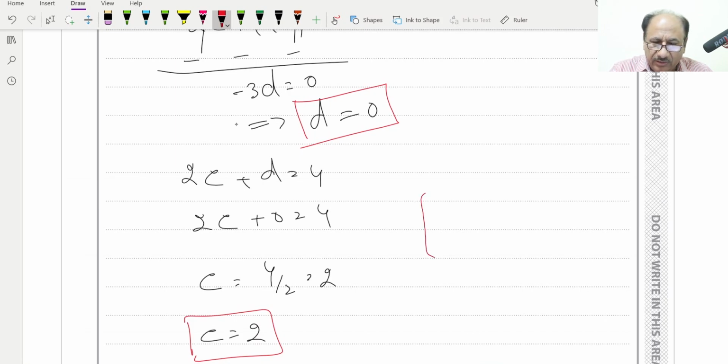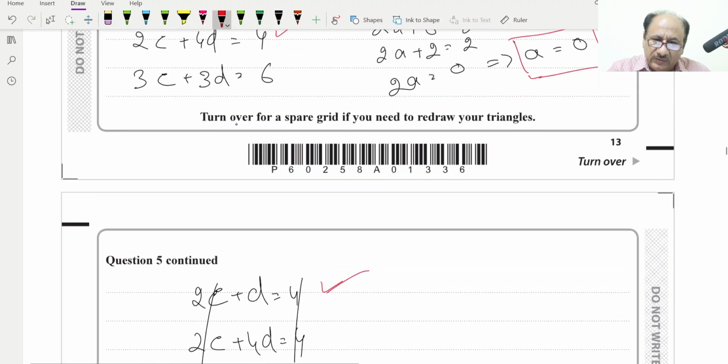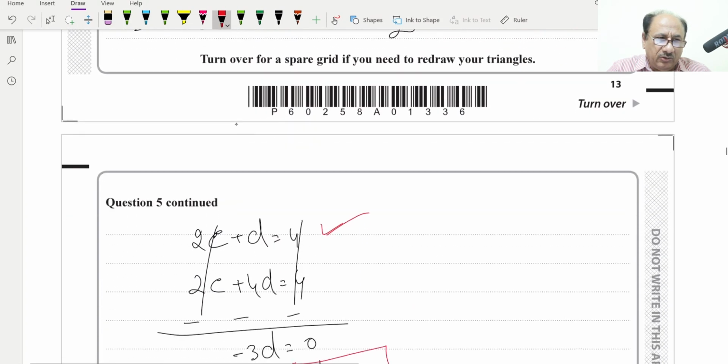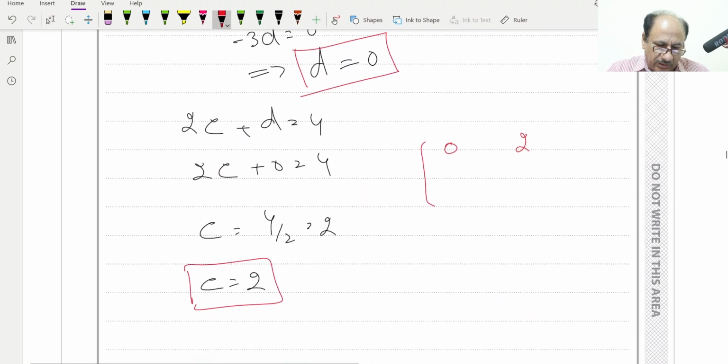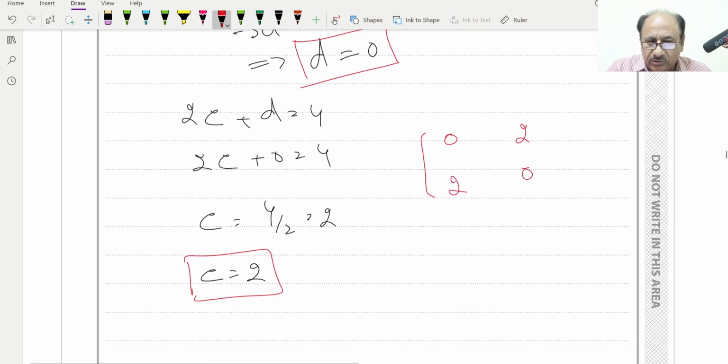And what will be the matrix? The a value is 0, the b value is 2. So a is 0, 2, and 2, and 0, 2, and 0. So this will be the matrix which we were supposed to find. This is done. This was a little tricky question.